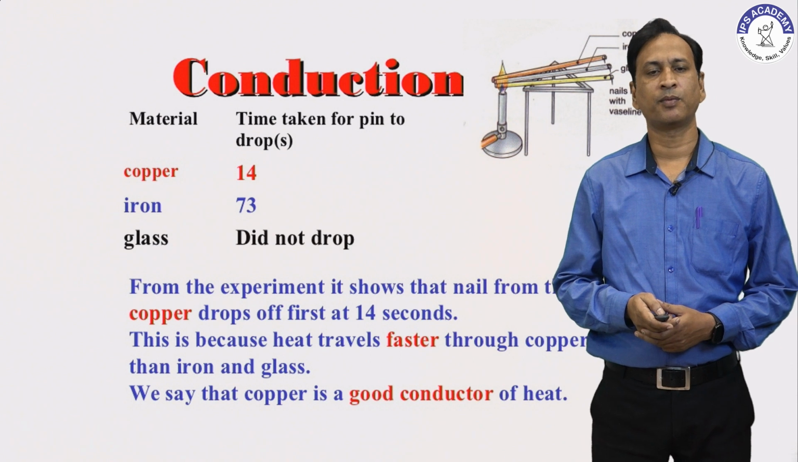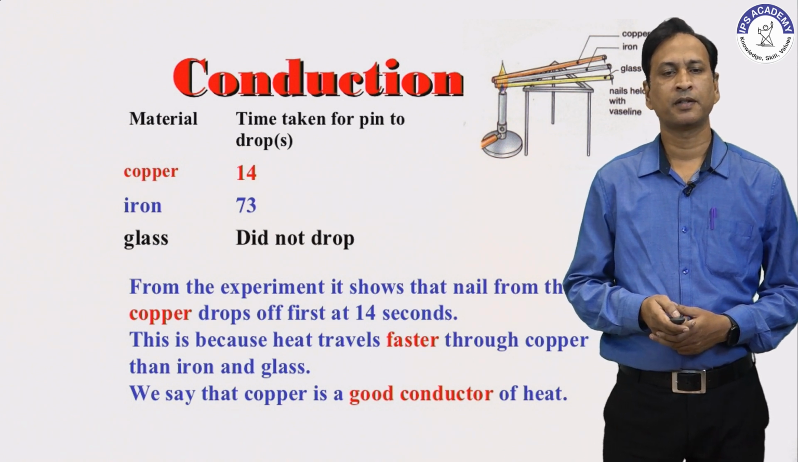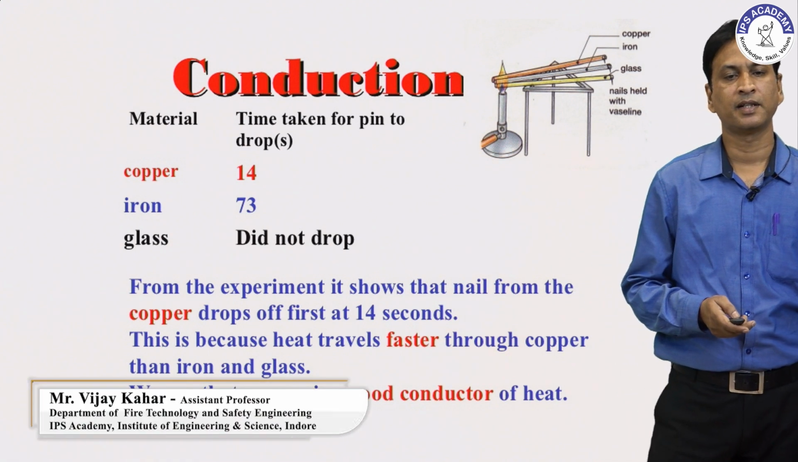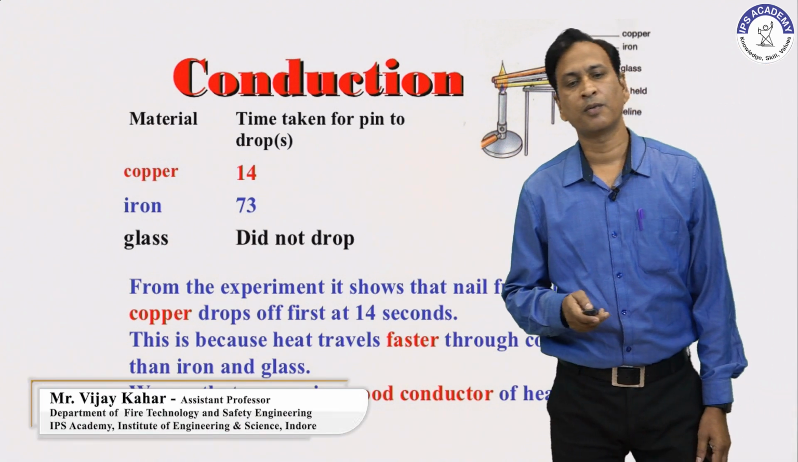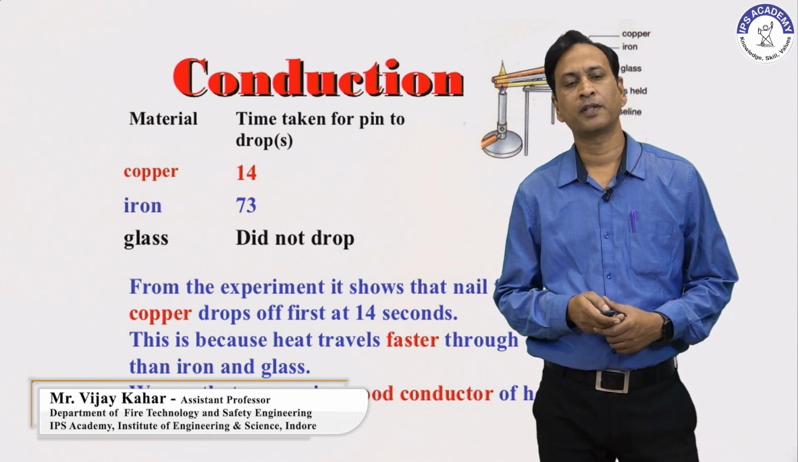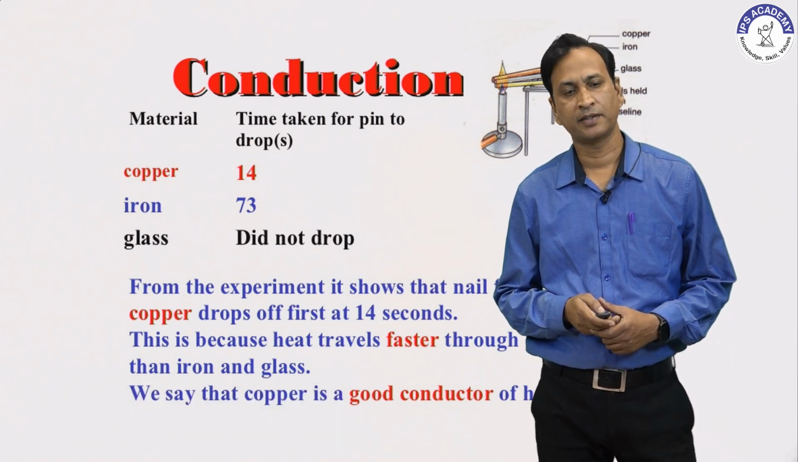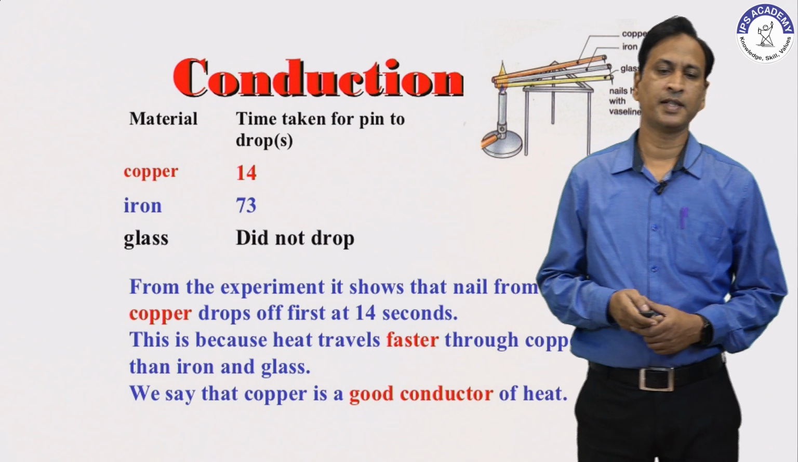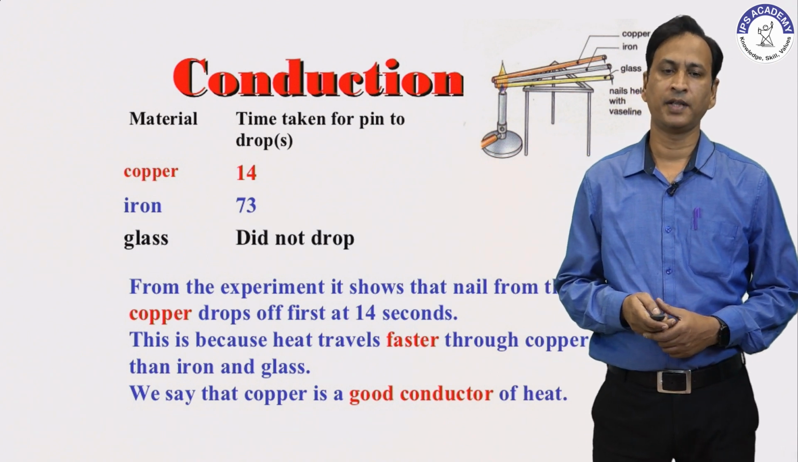Materials and the time taken for the pin to drop: copper took 14 seconds, iron 73 seconds, and glass did not drop. From the experiment, the nail on the copper rod drops off at 14 seconds. This is because heat travels faster through copper than through iron and glass. We say that copper is a good conductor of heat.